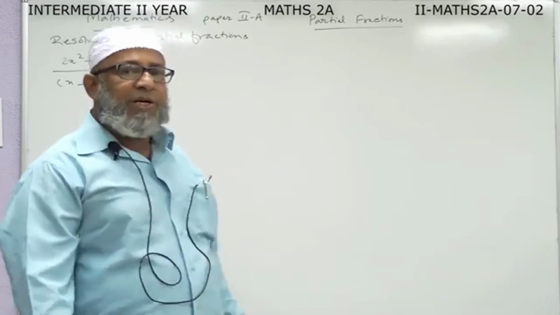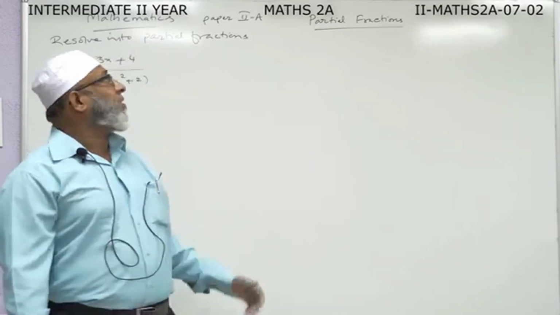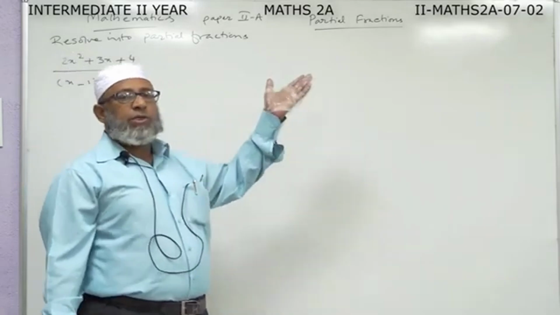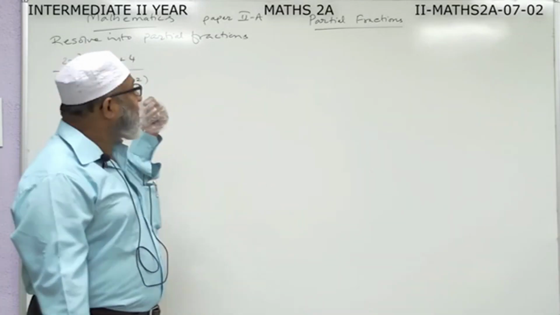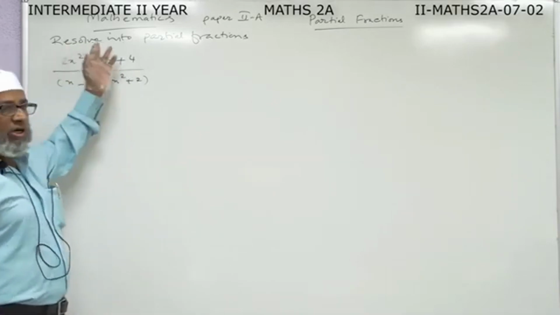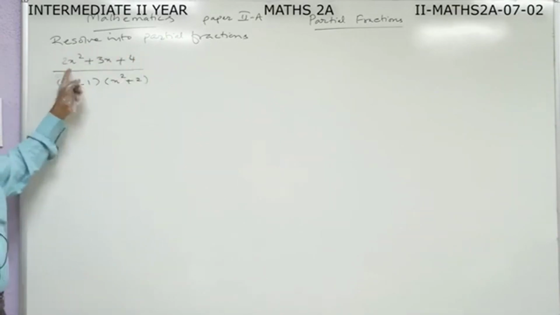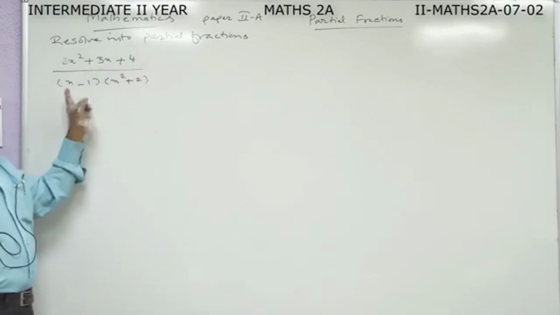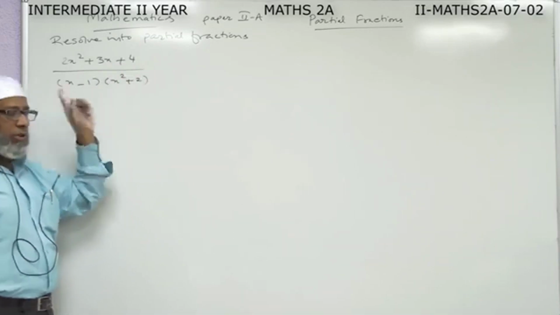As we completed yesterday the first exercise of partial fraction, case 1 and case 2 are completed. Today I will take case 3. Now the first question is: resolve into partial fractions (2x² + 3x + 4) divided by (x − 1)(x² + 2).